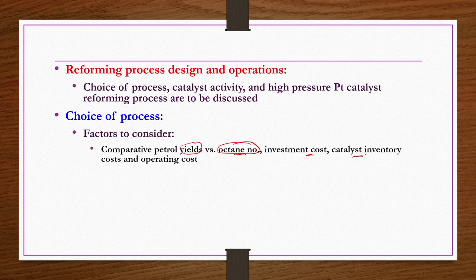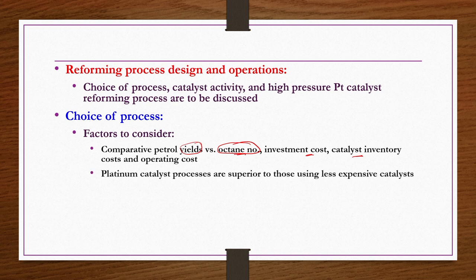Such less stabilized petrol with high yields are not good, because their octane numbers would be less. Okay? Investment cost, catalyst inventory cost, operating cost, all these things one has to consider, and appropriately one has to choose the process. Platinum catalyst processes are superior wherever this dehydrogenation kind of reactions are taking place. So, it should be better to use platinum catalyst even though they are expensive.